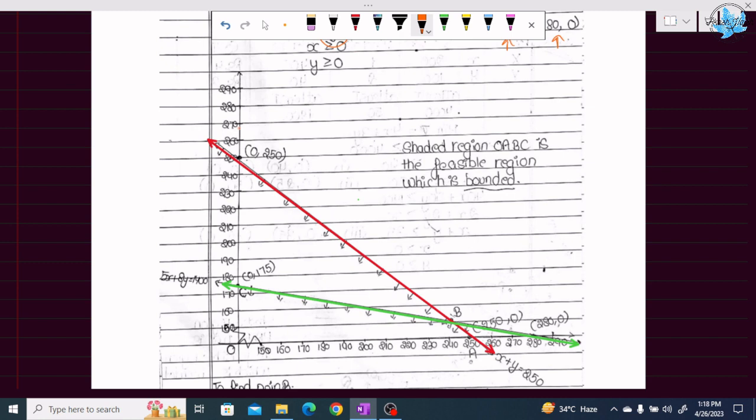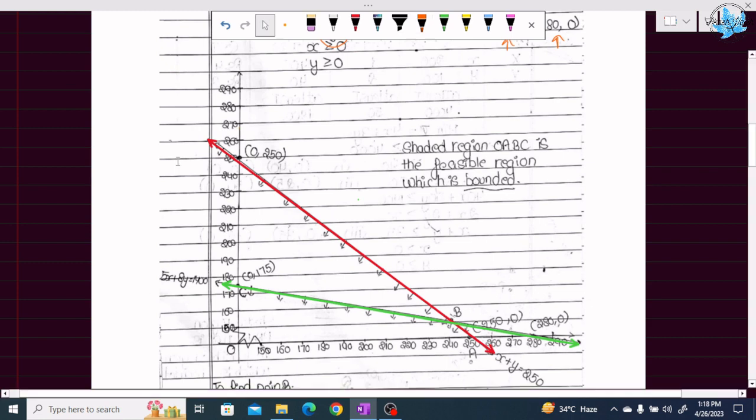From the second equation, you can see the first point is 0 comma 175, that is of the green line, and the next is 280 comma 0. So 280 comma 0 is your next coordinate. That is for the second equation line, the green line, and the equation is 5x plus 8y is equal to 1400.